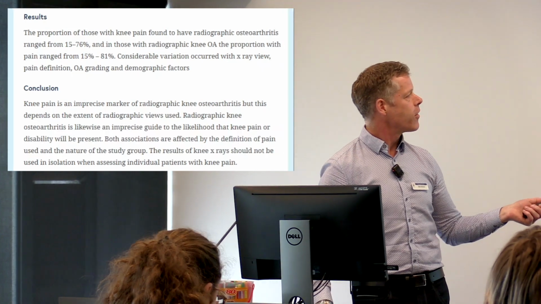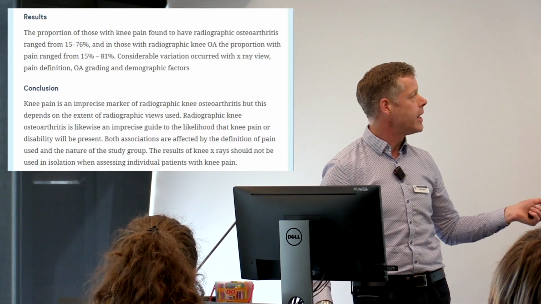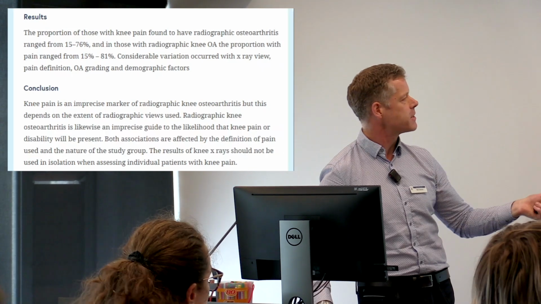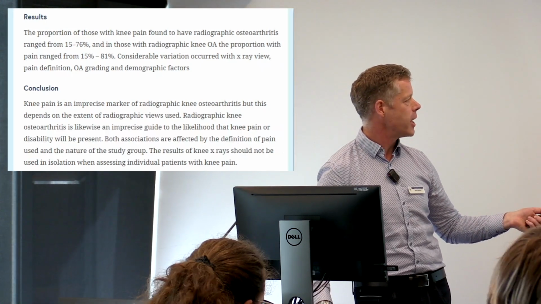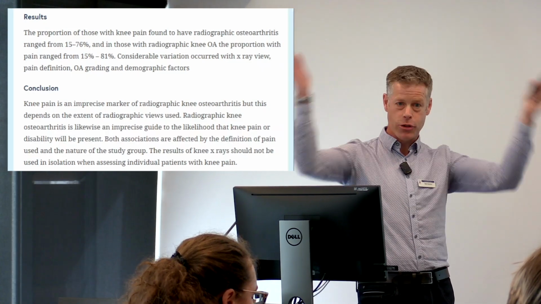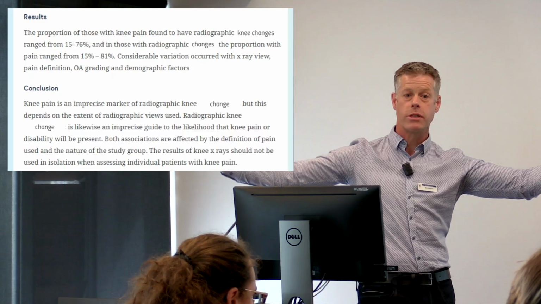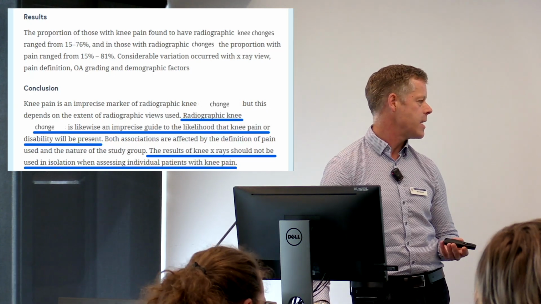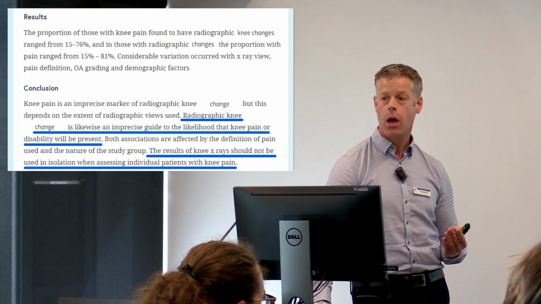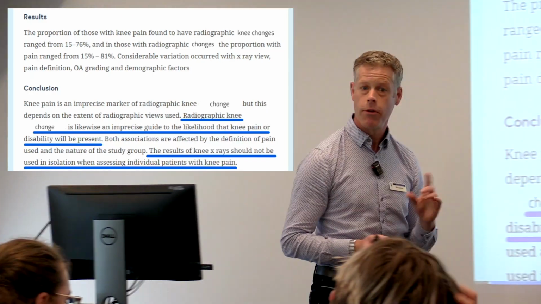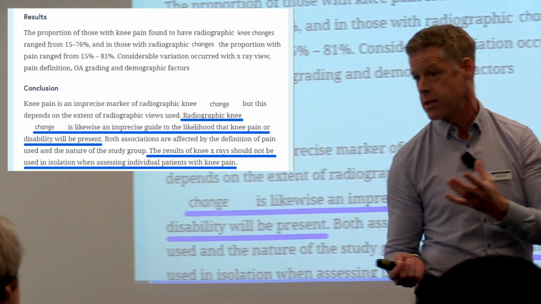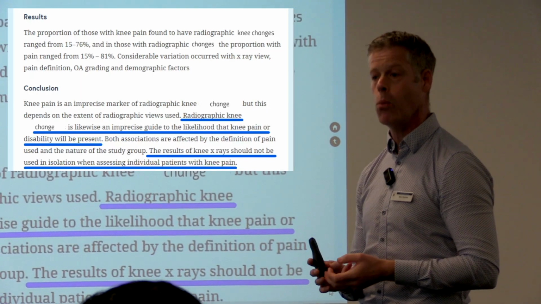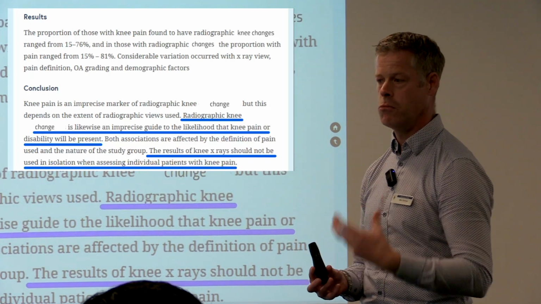But what they found is that for those who have radiographic knee changes, somewhere between 15 and 76% have knee pain. And those with knee pain, 15 to 76% have knee changes, and those with knee changes, 15 to 81% have knee pain. So there are two Venn diagrams that get some overlap, but lots of people on both sides. And so their conclusion is that radiographic knee change is an imprecise guide to the likelihood that knee pain or disability will be present. And so that's why the diagnosis that we want to make of osteoarthritis is a clinical one based upon those clinical signs and symptoms. And we do not need an X-ray in order to help that, because it's likely to confuse us more than it is to strengthen that diagnosis.